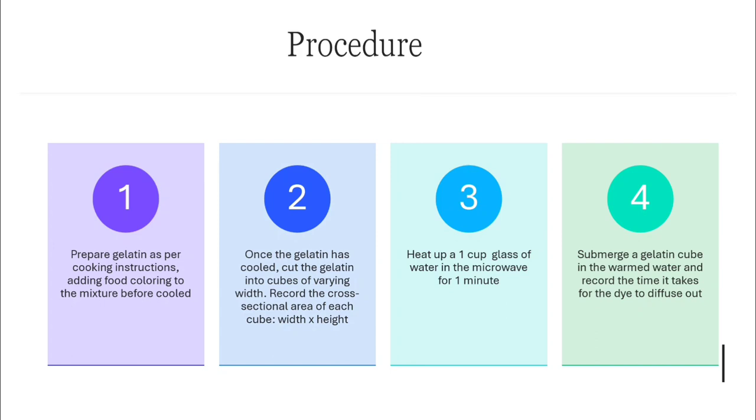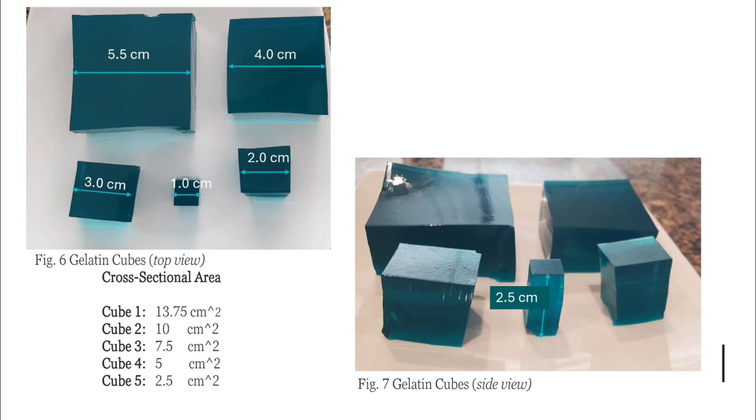The experimental procedure followed was preparing the gelatin as per cooking instructions and adding dye prior to cooling. Once the gelatin was cooled, I cut the gelatin into cubes of varying sizes and recorded the cross-sectional area of each. Then I warmed a cup of water and submerged the gelatin cube in the warm water and recorded the time it took for the dye to diffuse out. This is an overview of my experimental setup, where I have 5 gelatin cubes of varying sizes and recorded the cross-sectional area.